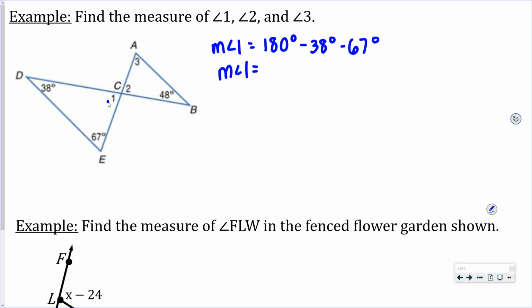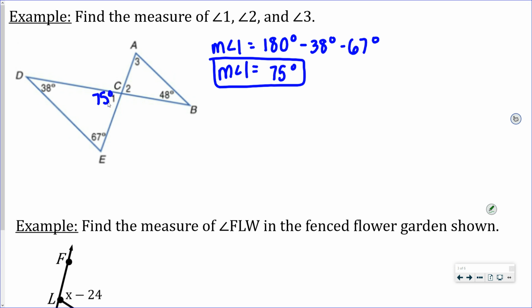Some of my other students last hour were liking to add these together and set up an equation. I was like, that's totally fine. We're all doing the same math here. Eventually you'll be doing 180 subtracting the other two angles. We get 75 for the measure of angle 1. Anytime I find an angle, I like to write it in my picture because sometimes it helps you find the following angles.